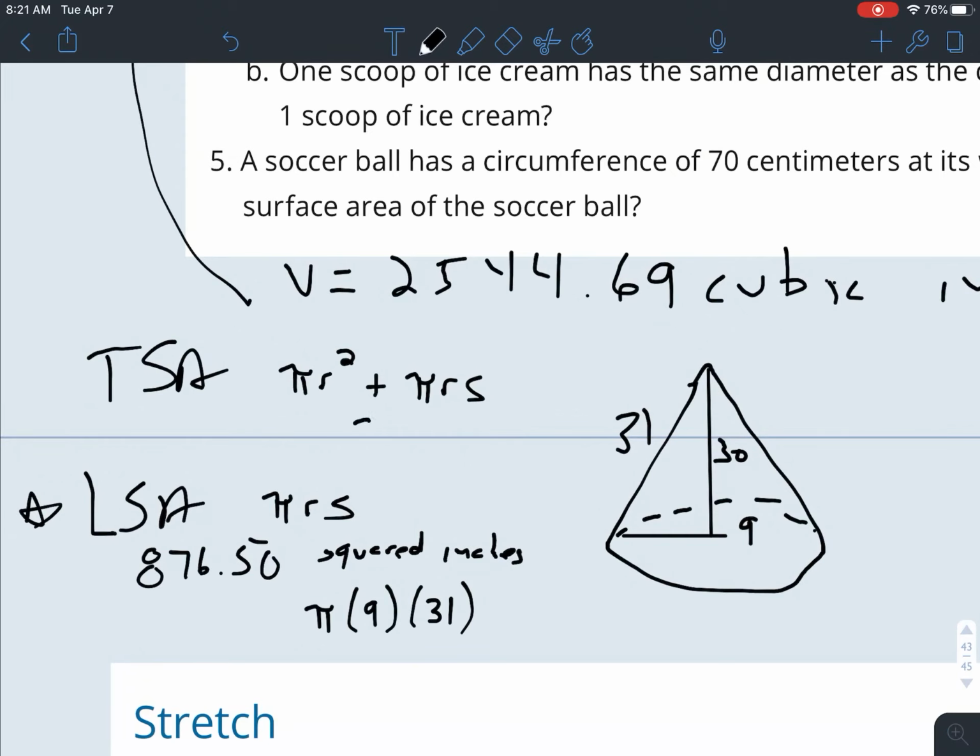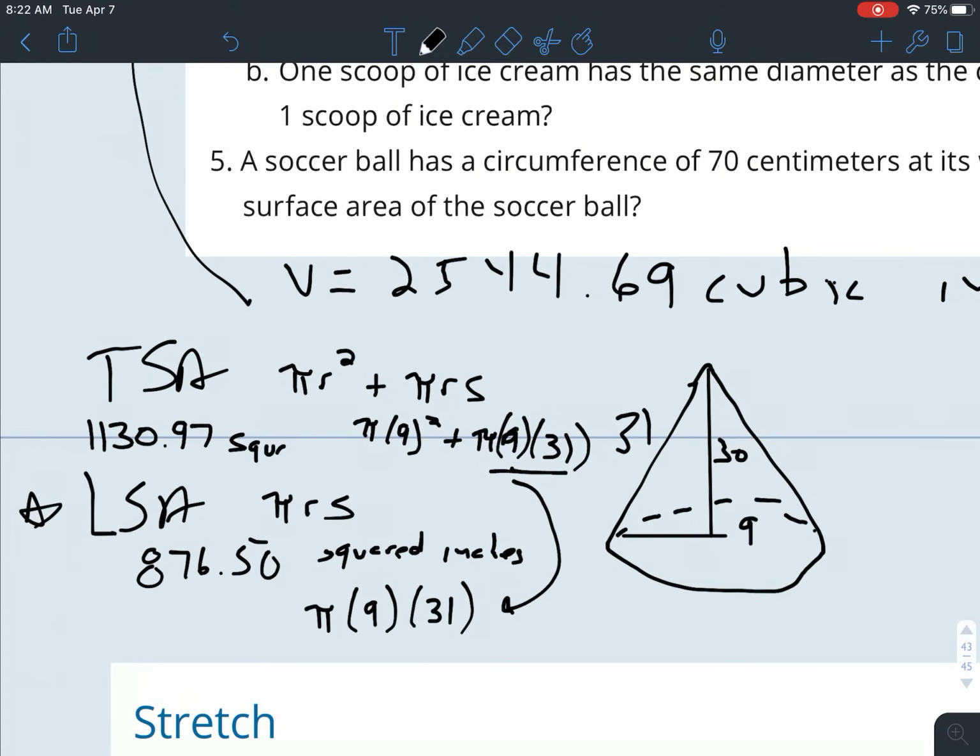And then if we do this other one, pi r squared plus pi r s, which is 9 squared plus pi r, which is 9, parentheses 31. We already know the bottom part, so we can just take pi times 9 squared and type in plus 876.50, because this part was done already. It'll come out to be 1130.97 squared inches. I'm just putting a box around it so you guys see where the answers are.